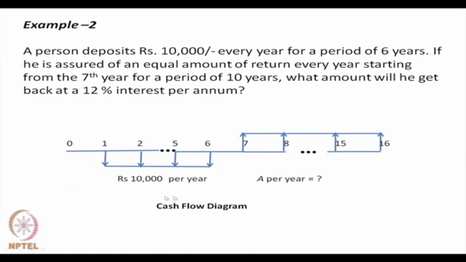So, here we are showing the cash flow diagram. For 6 years he is making the payment, 10,000 rupees every year, and then from 7th year onwards he is getting payment. He is getting receipts, basically it is received. These are all receipts pointing upward and these are payments pointing downwards. And payments are equal payment in series, so therefore, this is A equal to 10,000 rupees. And this is for 10 years, 7th year through 16th year. What is the value of A? This is the question. So, what can we do?